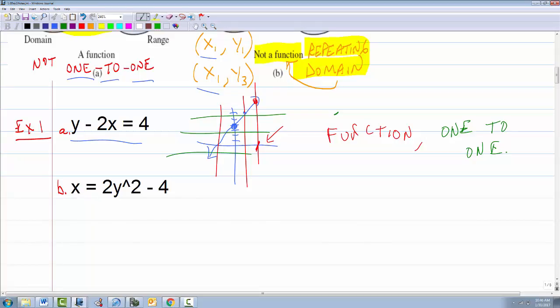Who knows what the second graph is? It is a parabola. But here's the kicker. Which direction? Sideways. I'm going to prove it. I'm going to pick a coordinate that I can plug in for x and solve for y.